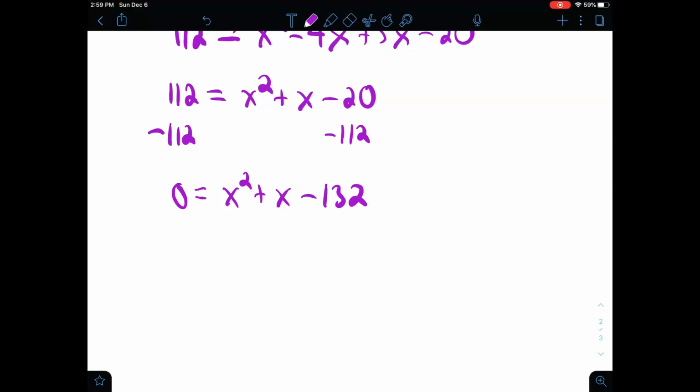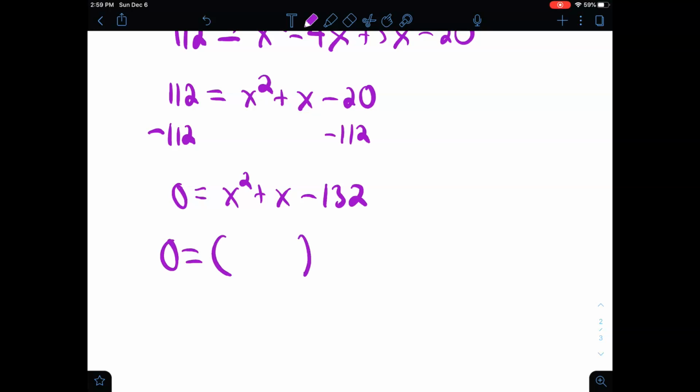Now we can factor it because it's equal to 0. So is there a GCF? Well, this is a 1, that's not going to work. This one doesn't have an x, so no GCF. How many terms? We have 3 terms. Is it a perfect square trinomial? It is not, because 132 is not a perfect square. So we've got to do our regular factoring.